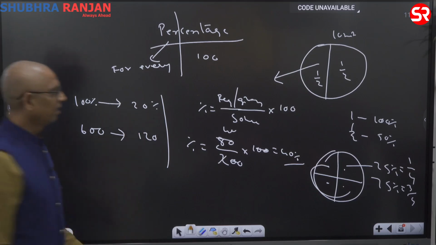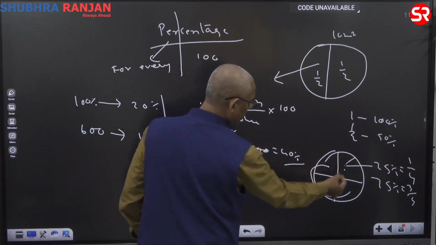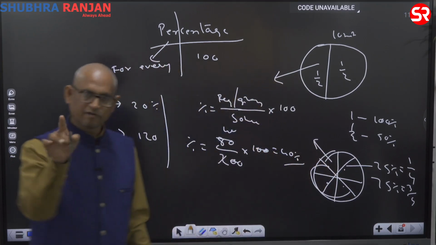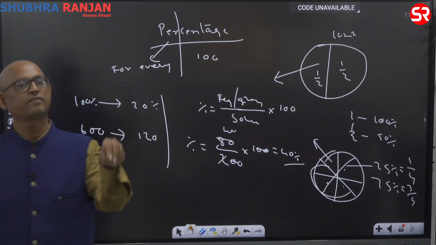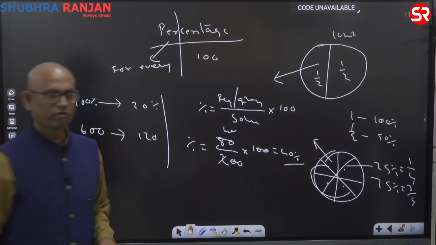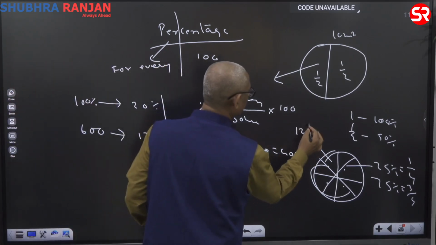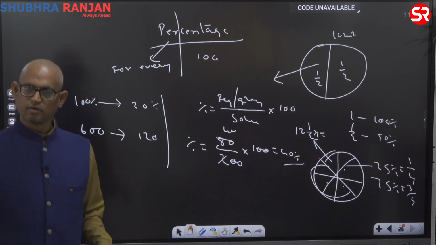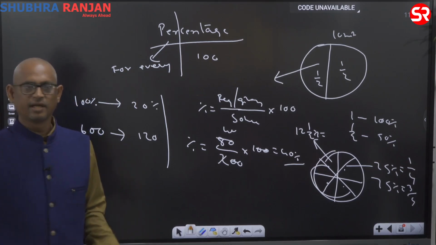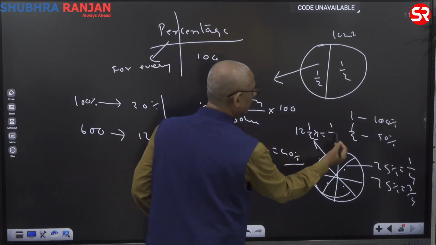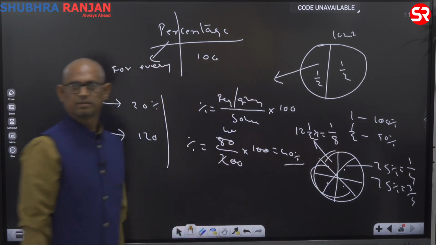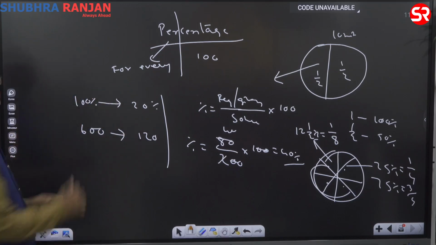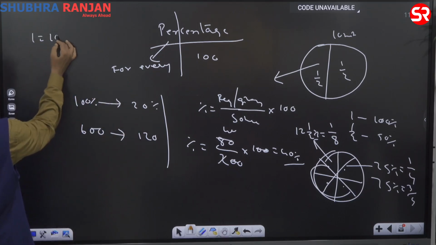If I tell this part will be half of the 25%. What is half of the 25%? 12.5%. Total how many parts are there? 4 into 2, I have divided, na, 8. So the answer is 1 by 8. You are getting it? So 1 means 100%.